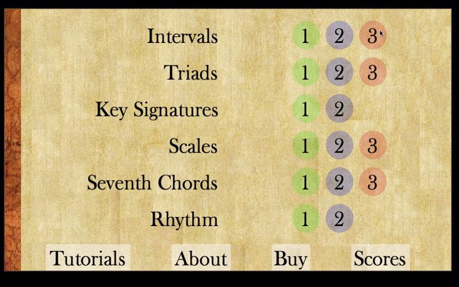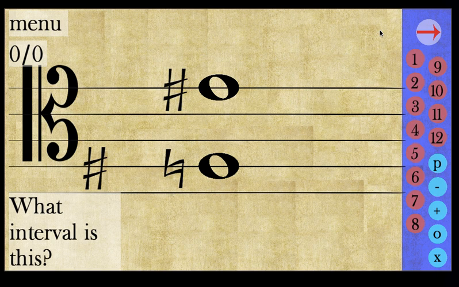Now, level 3 is going to extend, as you can see in this question, the number of clefs. Level 1 and 2 are just bass and treble. Level 3 is going to introduce the alto and the tenor clef as well. And we're also going to have intervals up to a 12th. So this is basically any interval from a perfect unison all the way to an augmented 12th. Those are the possibilities. And that's the intervals module.